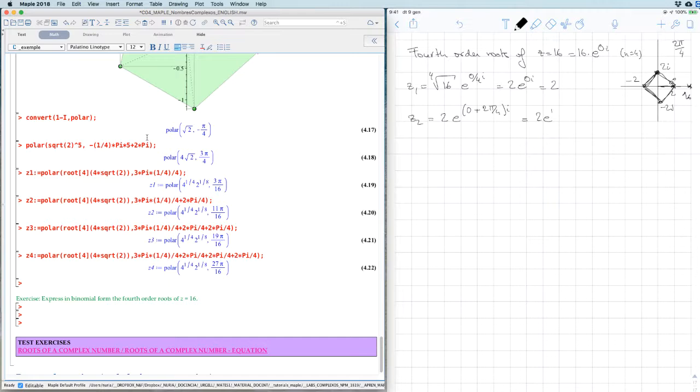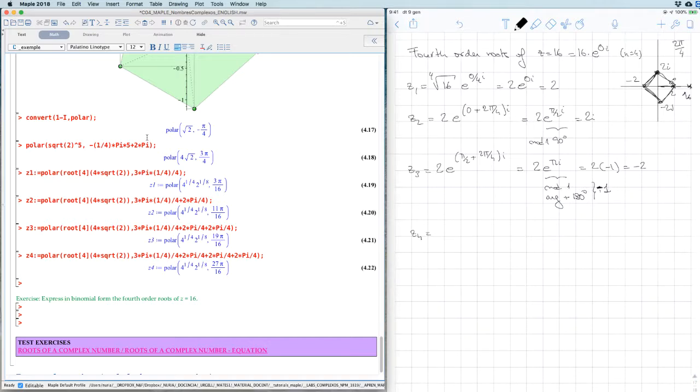So we have it like it is. So it's e^(pi over 2 i). This is 90 degrees, modulus 1. So this is i. So this is 2i. z3 is going to be the previous one plus 2 pi over 4. So it's going to be 2 e^(pi i). Pi is modulus 1, argument minus 180 or 180. So this is minus 1. So this is 2 times minus 1, which is minus 2.